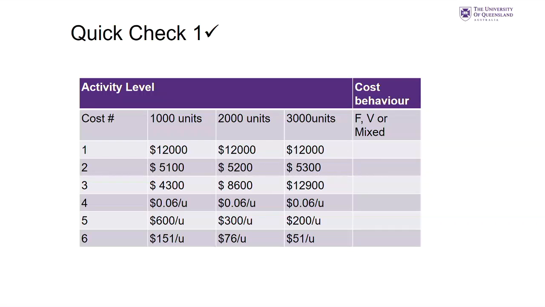Fixed. It's reducing by the same rate the more units we produce. What about this one? What do you think? Fixed, variable, or mixed? Mixed. So it's not reducing by the same rate, so there'll be a portion of fixed and a portion of variable in there. Okay, a mixed cost. Okay, so there are your answers.